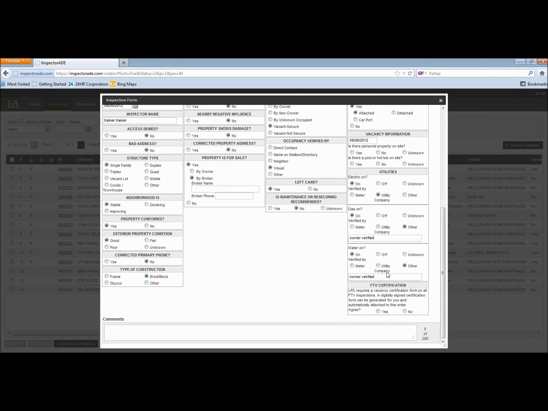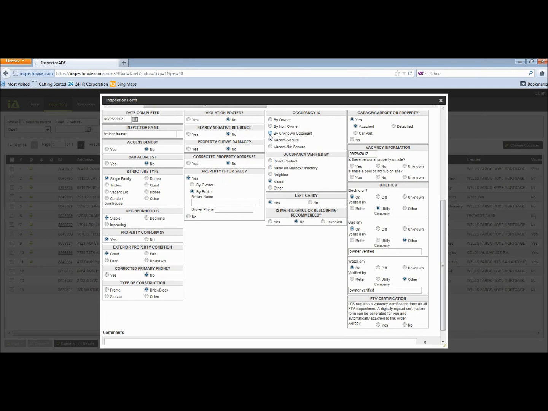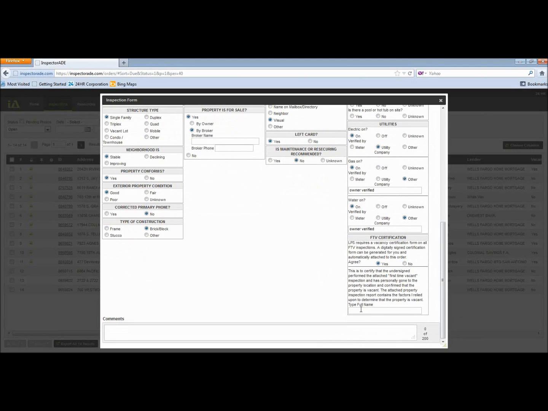And then down here, this FTV certification is really important. So this is basically a sure way for us to know that you are, yes, calling this house vacant. Because if you were in a hurry and you accidentally click this button instead of this button, you might accidentally call a house vacant that is not vacant. So we're just putting an extra step to make sure that you're saying, yes, I am positive this house is vacant. So you can click yes for FTV, first time vacant. Type in your name here.